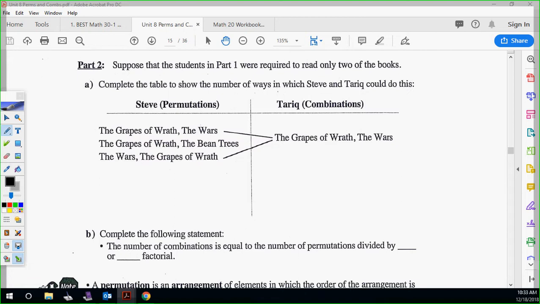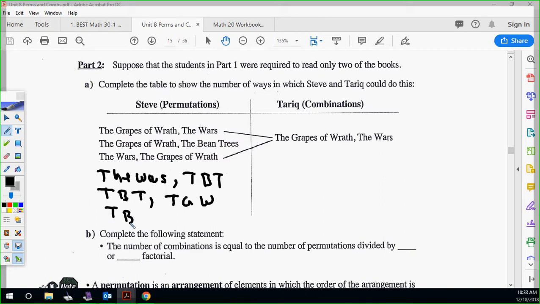Okay, if they're only required to do 2, then it could just be The Wars, the Bean Trees, the Bean Trees, the Grapes of Wrath, and then the Bean Trees, the Wars. So we just completed it because they're right here. You have Grapes of Wrath, so there's 6 again, right, if you're doing 2.